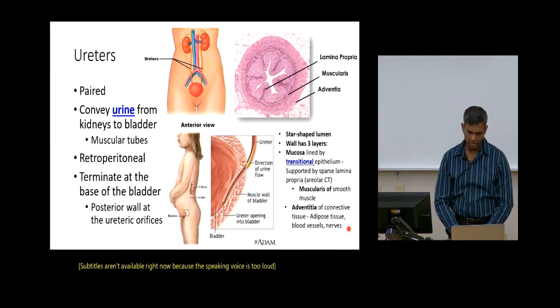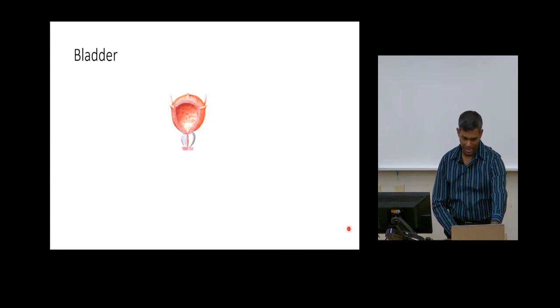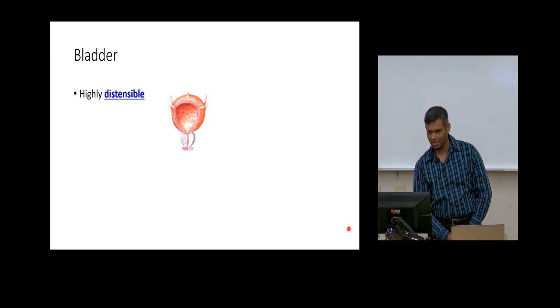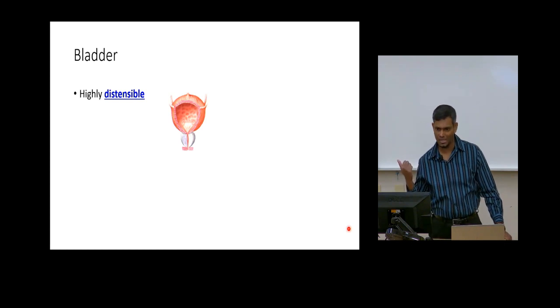So now we move on from the ureters to the bladder, and we see that the bladder is going to be highly distensible, right? So what type of epithelium would you find here?